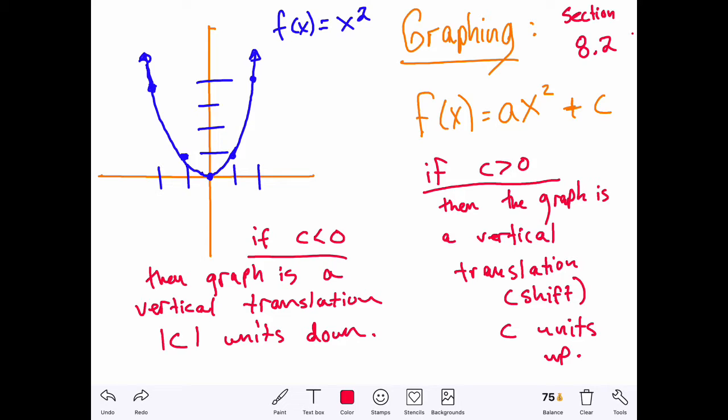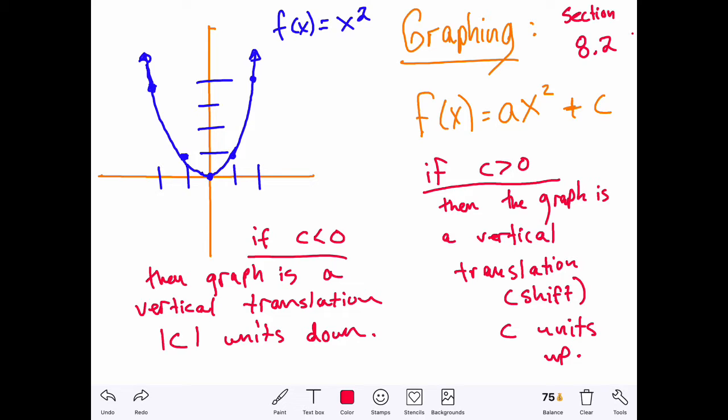and if it was positive and we had an a value greater than 1, then we had vertical stretch, and if we had a value between 0 and 1, then we had vertical shrink. But if it was positive, it opened upwards, and vice versa. If it were negative, then it opened downwards. Well, we're going to expand on that knowledge now, and we're going to start graphing f of x equals ax squared plus c.